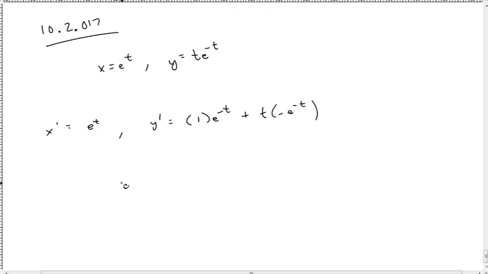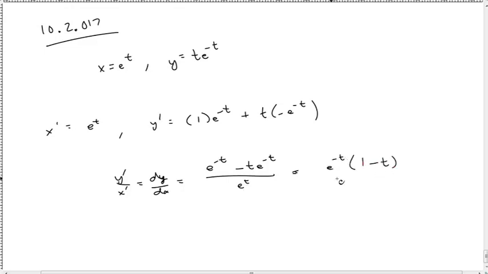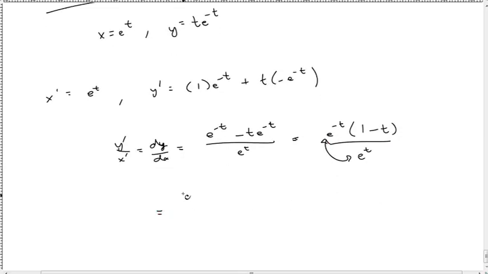So y prime over x prime should be, again, my dy dx, should be e to the negative t minus t e to the negative t, and then all divided by e to the t. Cool. Well, all of these e to the t's can actually be factored out. That's e to the negative t. Hold on. Be careful. That's e to the negative t right there that I can factor out. But this is a plain old e to the t here. What actually happens is that these don't cancel. They combine together. And so what you get is 1 minus t divided by e to the 2t. And that is your first derivative.